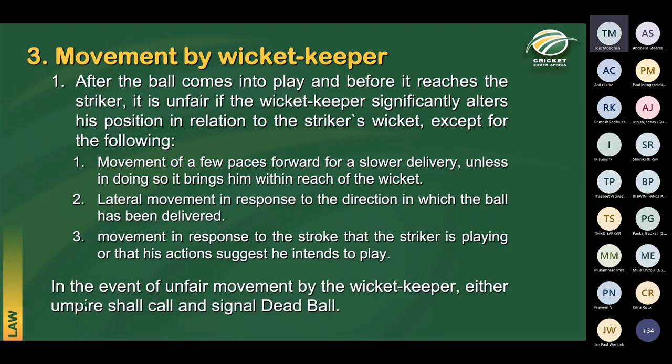In the event of unfair movement by the wicketkeeper, either umpire shall call and signal dead ball. So for incorrect positioning, we call and signal no ball. For incorrect or unfair movement by the wicketkeeper, either umpire shall call and signal dead ball. Try and make that call before anybody gets stumped or run out, just so that there is no confusion. The ball is dead and nothing else can happen after you call and signal dead ball.